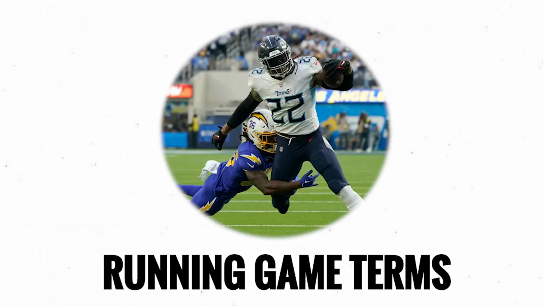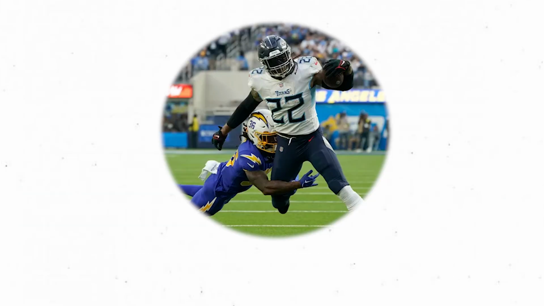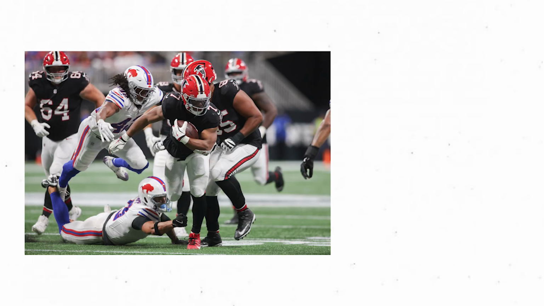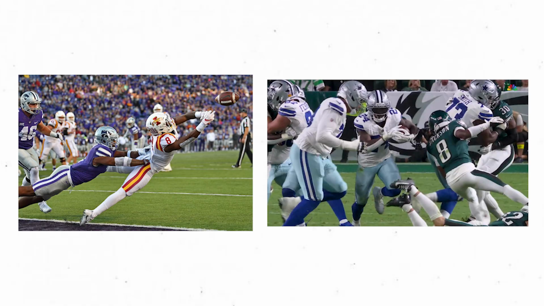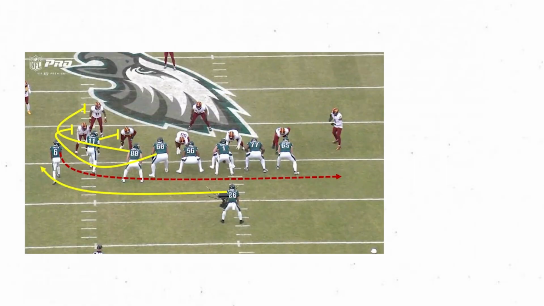Running game terms. The running game has its own vocabulary. A handoff is when the quarterback gives the ball directly to the running back. A pitch or toss is when he throws it to the running back laterally. Between the tackles means running up the middle of the field. Outside the tackles means running toward the sidelines. Power running involves using extra blockers to create holes, while zone running relies on the running back to find gaps in the defense.